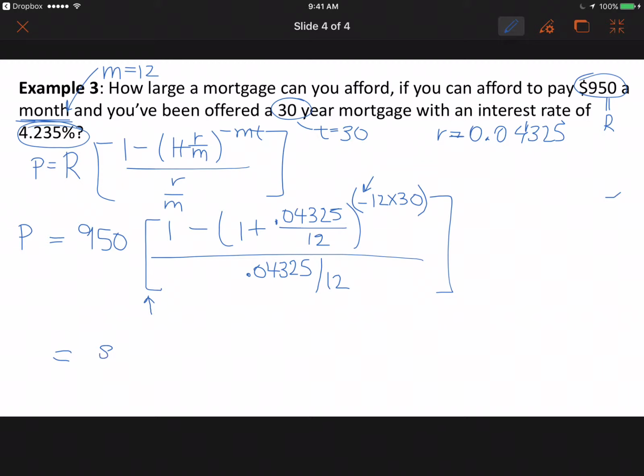What you should get is 193,458.20. So you can afford to take out a loan worth $193,458.20. All right, we will look at some more complicated problems with mortgages later and amortized loans, but this is a good place to start.